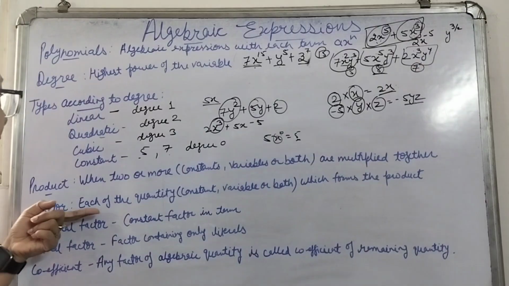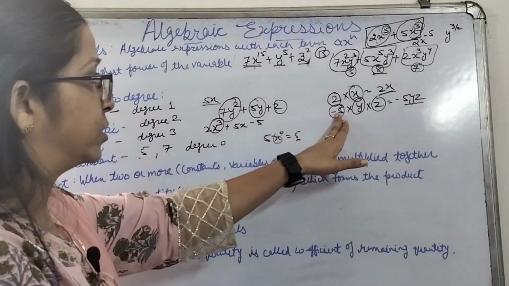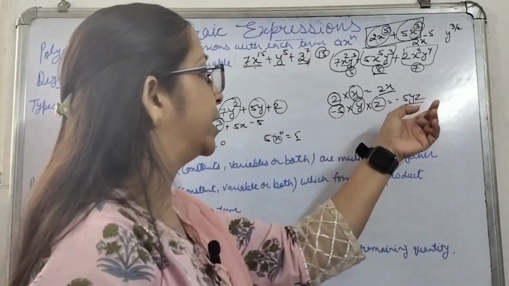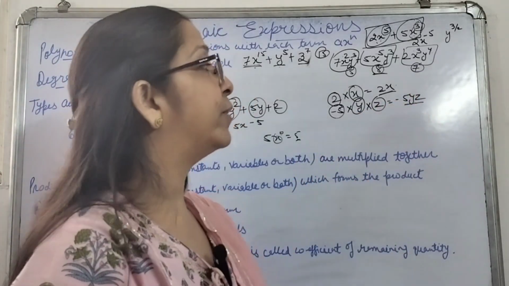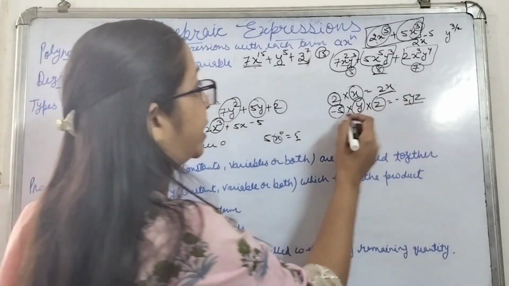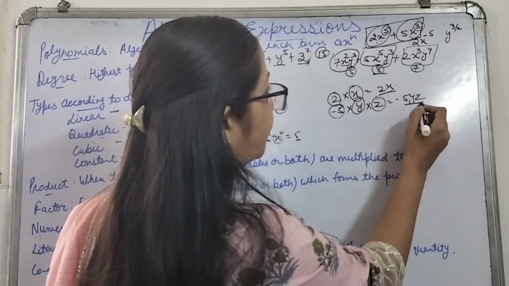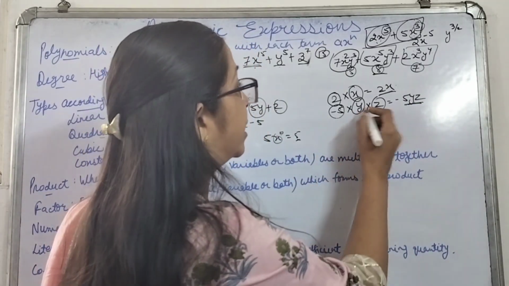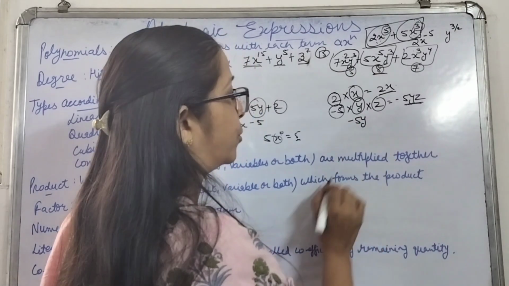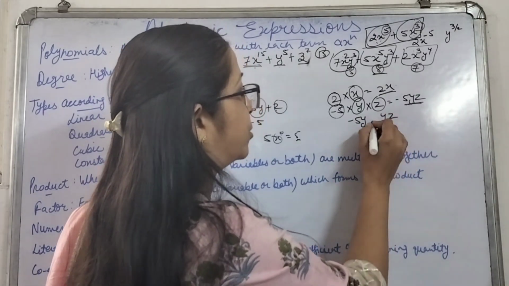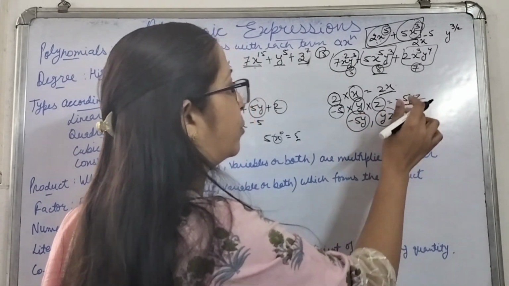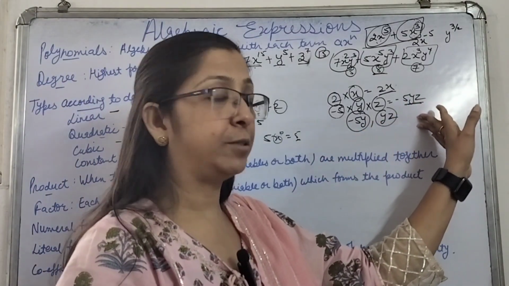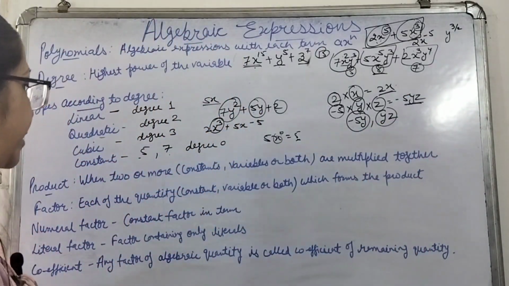So a factor is each of the quantities, which could be a constant, a variable, or both, that form the product. Factors for this term could be minus 5, y, z. It could be minus 5y also. It could be yz also, because these also form the product. So all these are the factors of the term minus 5yz.